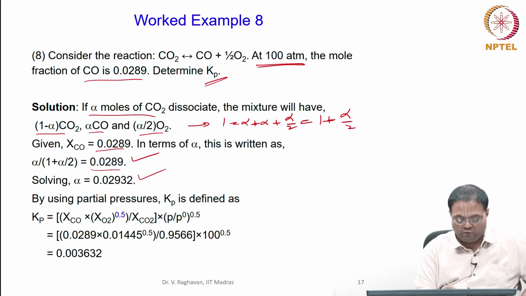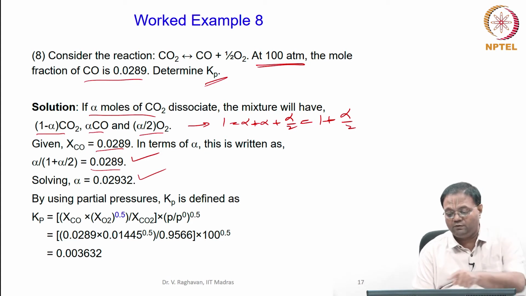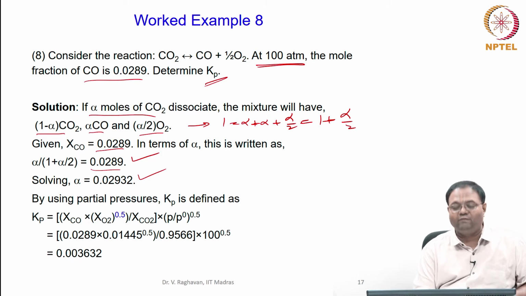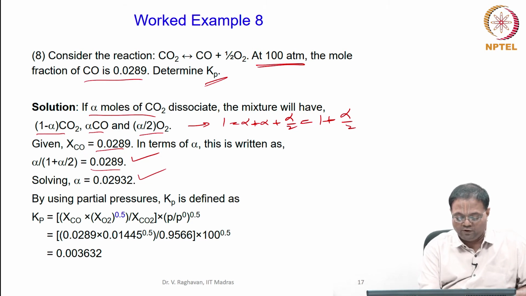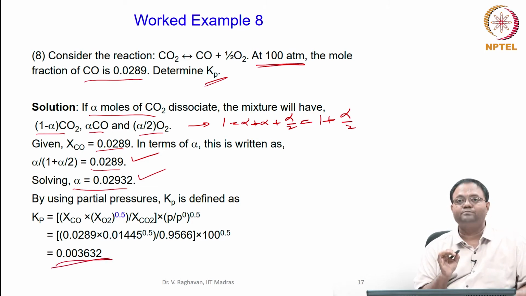Now once you know alpha, define Kp in terms of partial pressures. So the product x CO into x O2 power 0.5 divided by x CO2 into P by P naught power 0.5. Now P is 100 atmosphere, so P by P naught is 100. So substitute for this. Once you know alpha, you can find all the other numbers of moles and mole fractions, calculate that and find this. So the Kp value is this.